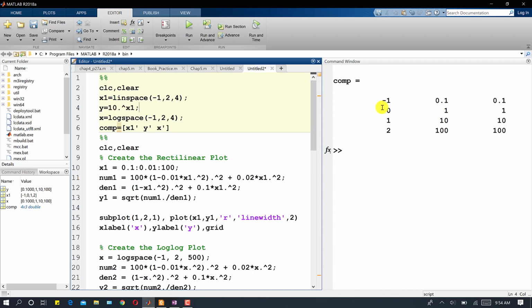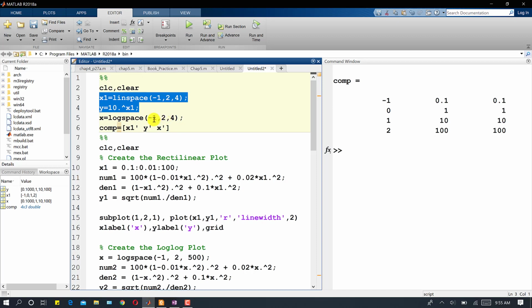So we will raise these minus 1, 0, 1 and 2 values to the power of 10, so we will get this. And now if we use the logspace function, so x is equal to logspace, and we have used these arguments again, so minus 1, 2 and 4. But now this time it will directly create this result. So this is the shortcut of these two steps. So logspace minus 1, 2, 4.